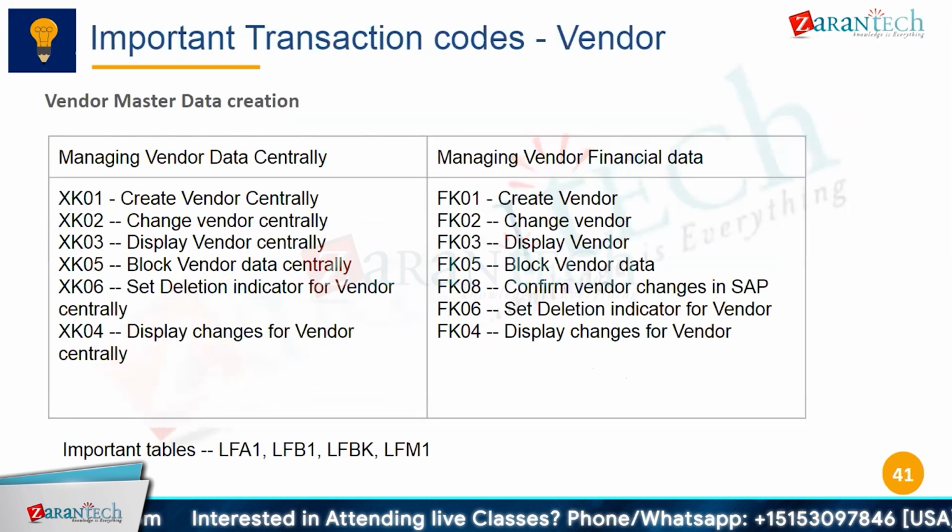These are the transaction codes for managing vendors. XK01 is for creating a vendor centrally, XK02 to change a vendor, XK03 to display vendor changes centrally. Now, normally you use XK when you have material management over there.